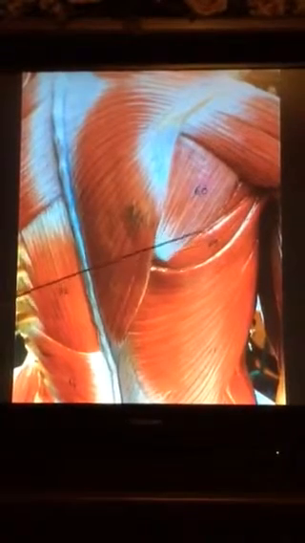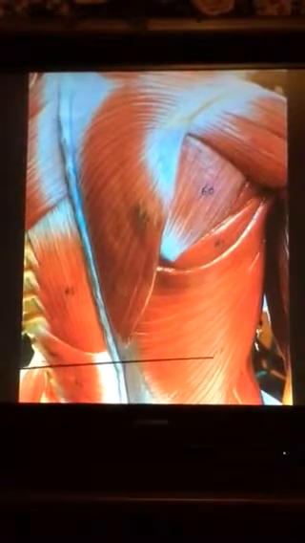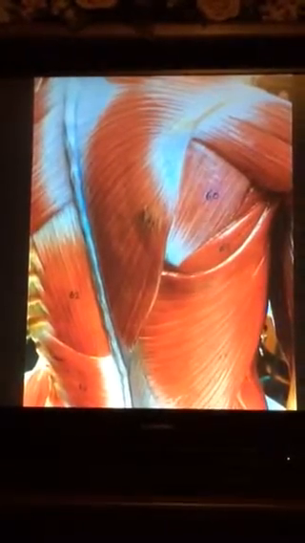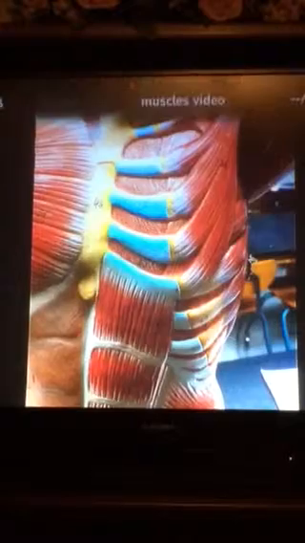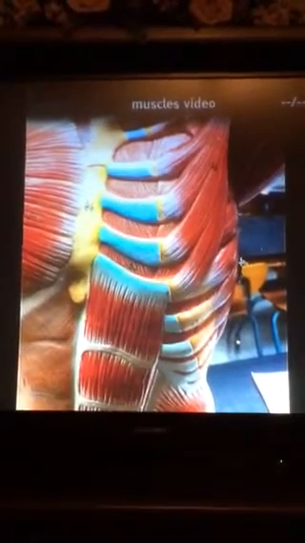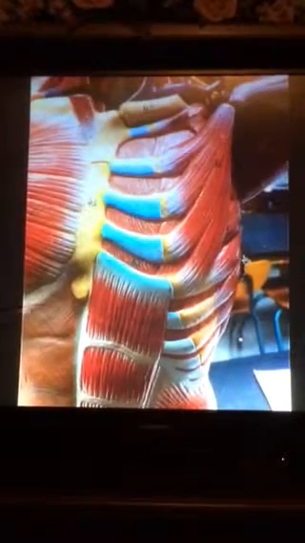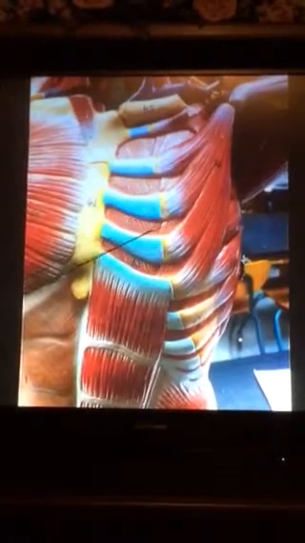Below the infraspinatus, the teres major. And inferior to the teres major, we have the teres minor. The muscle below that, we find the latissimus dorsi. And here we will find the inferior view of the anterior body muscles.